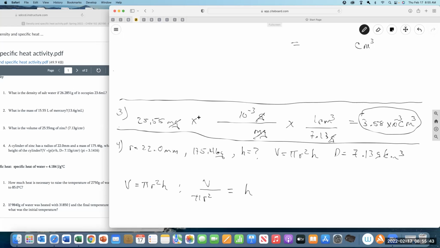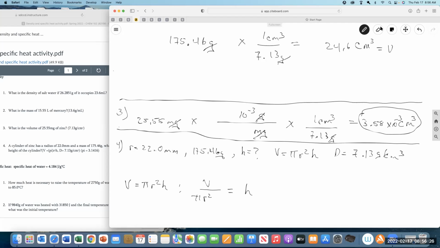And so what I'm looking at is the wrong problem. So I have 1 cubic centimeter over 7.13 grams. And I have 175 grams. That's easy. I don't have to do a unit conversion here. So now my units cancel, so I can get the volume. All right, so that's going to be 24.6 cubic centimeters. And that equals V.